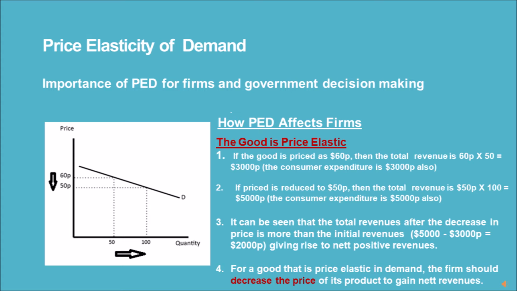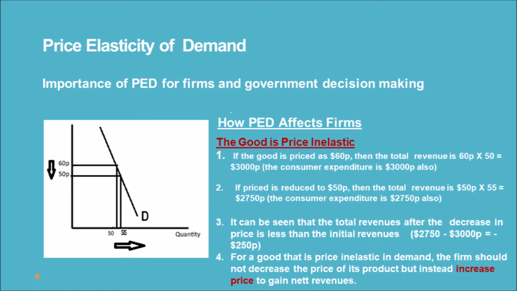3. It can be seen that the total revenue after the decrease in price is more than the initial revenue. 5000p minus 3000p equals 2000p, giving rise to net positive revenues. 4. For a good that is price elastic in demand, the firm should decrease the price of its product to gain net revenues. The good is price inelastic.